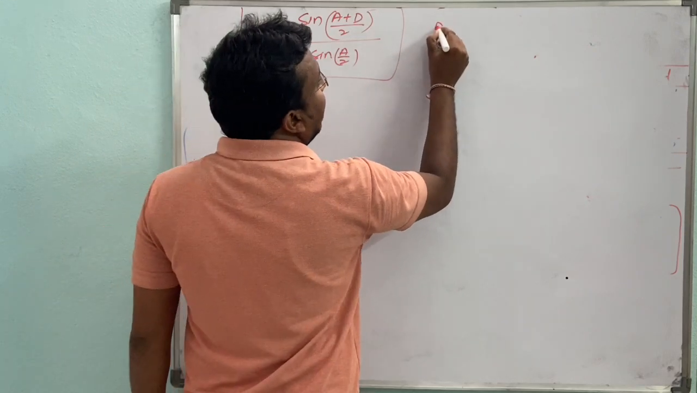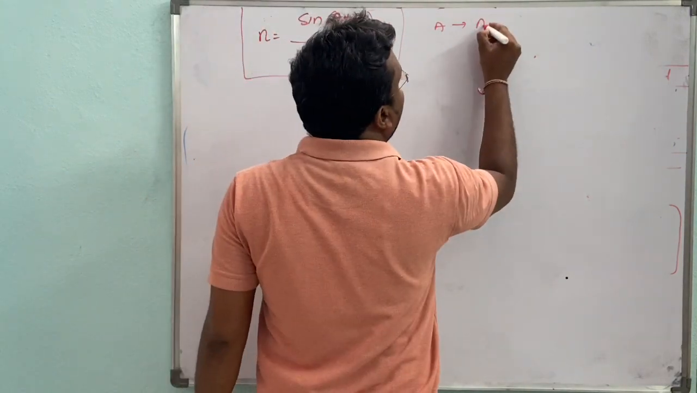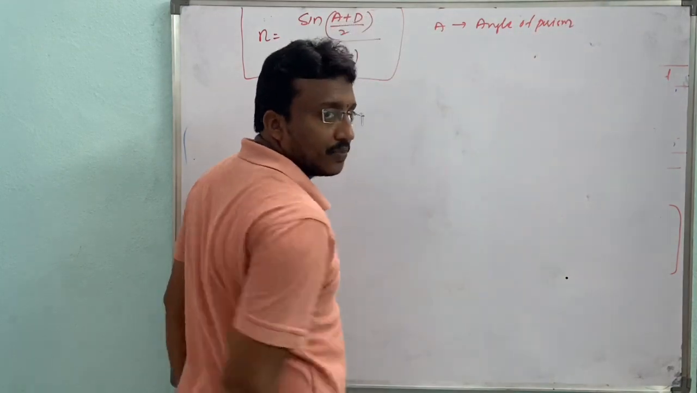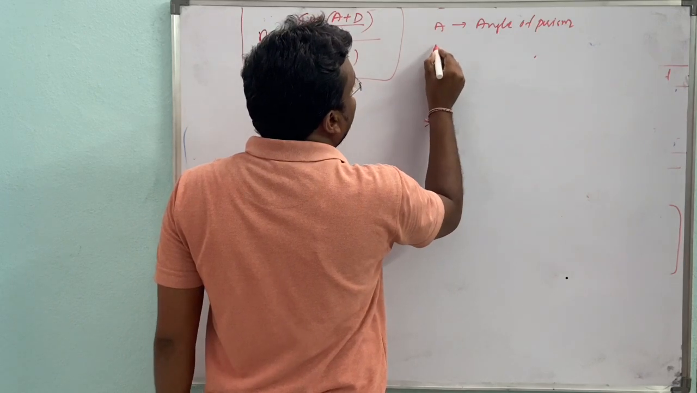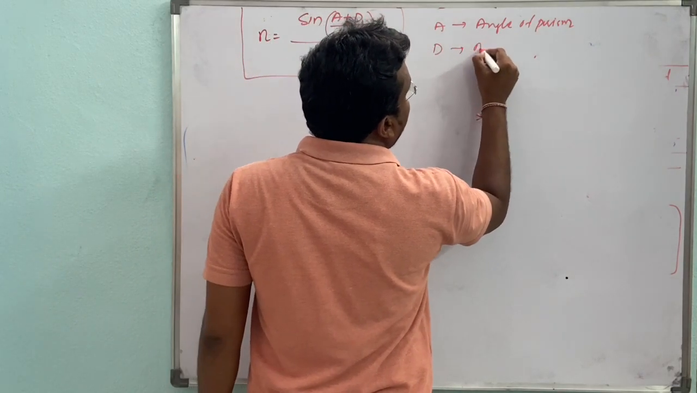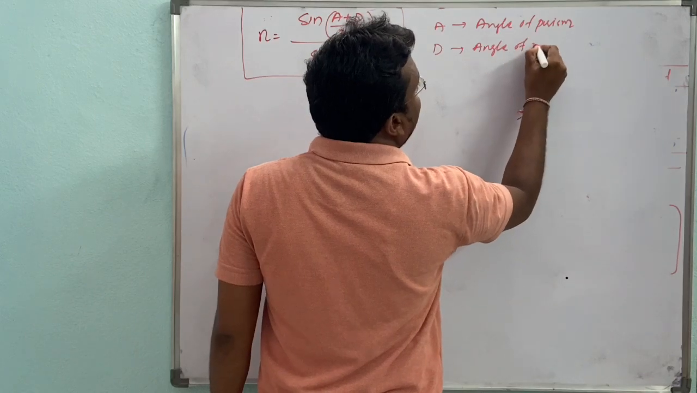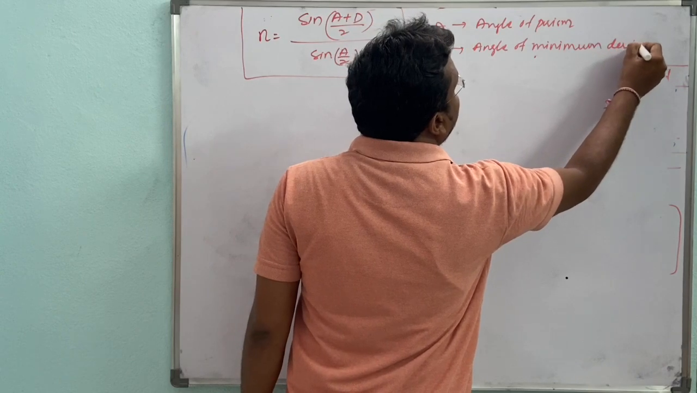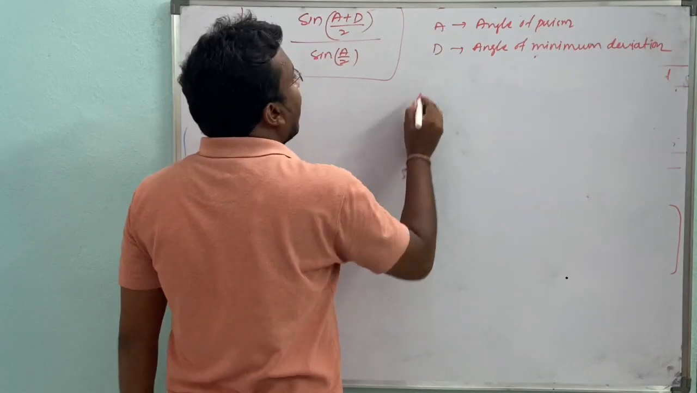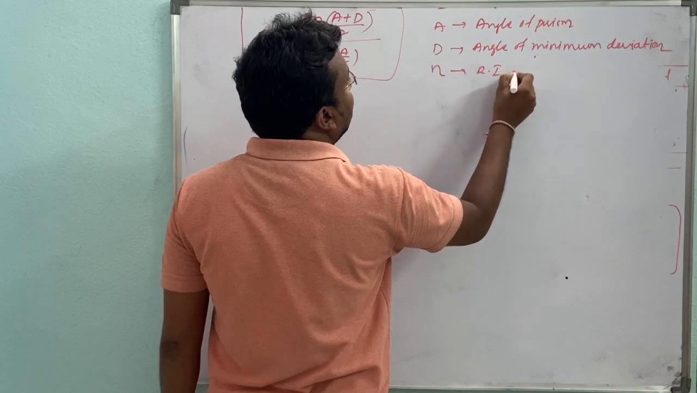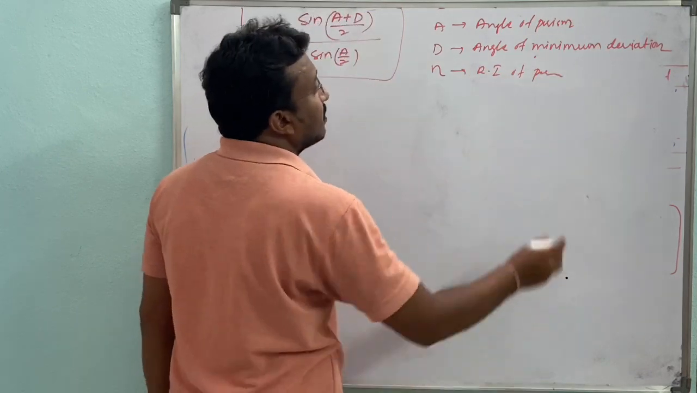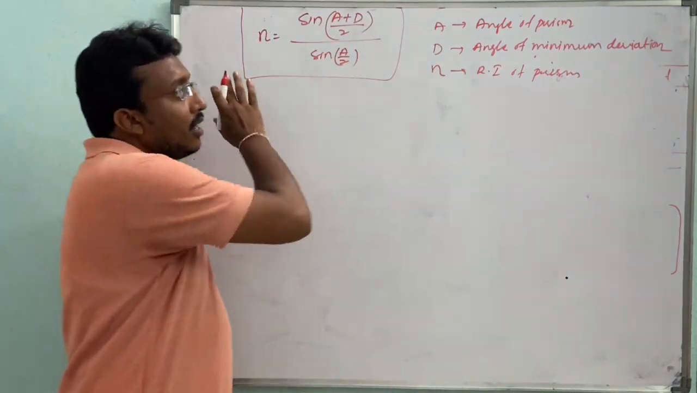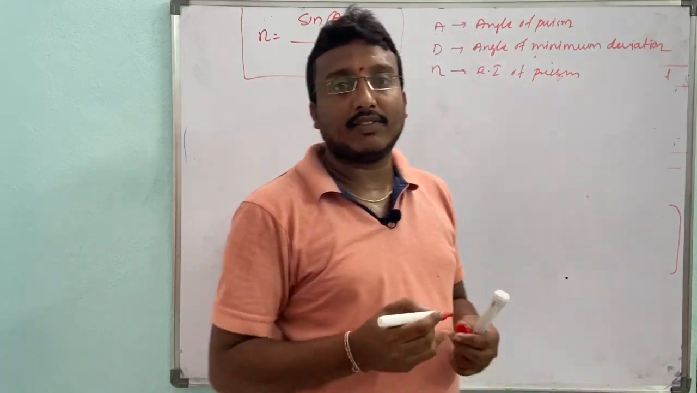Here A stands for angle of prism, D stands for angle of minimum deviation, and n stands for refractive index of the prism. Got it? This principle is used to find the refractive index of the prism, right?